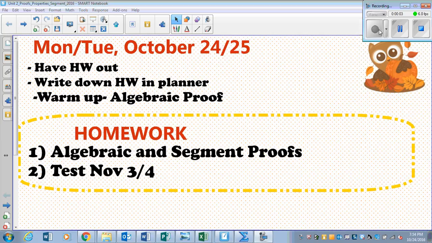Good afternoon, everyone. Take a moment to look at the front screen here and notice that your homework is going to be algebraic and segment proofs, and you have a test next week, November 3rd or 4th, whatever day is right for you. All right, so you should have your notes right now, the properties of equality and segment proofs notes. If you don't have those right now, pause this video and get them so that you can take notes while you're watching.